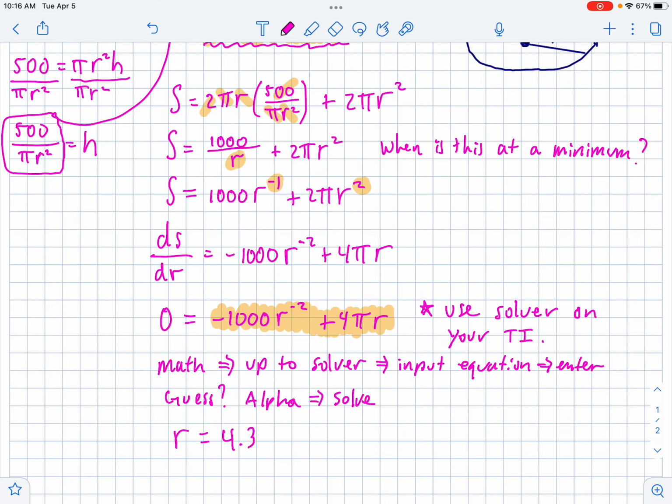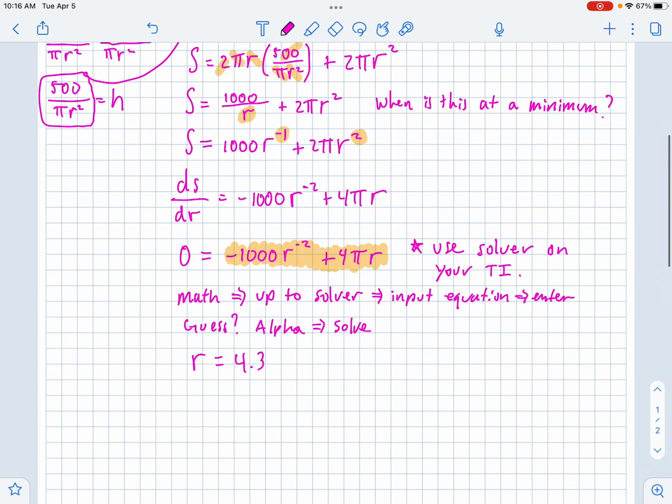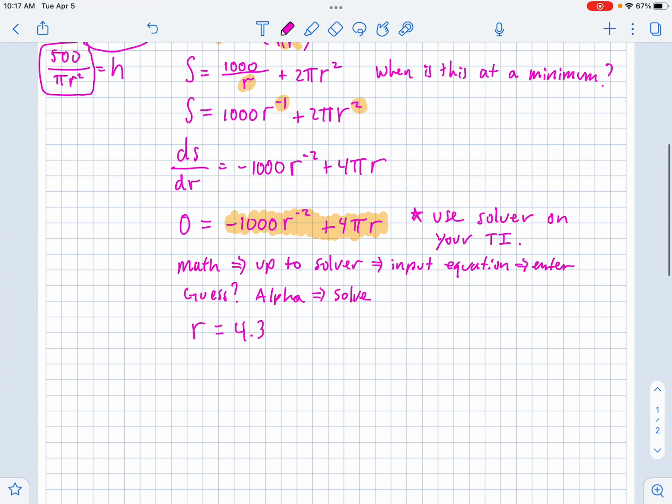Solve, which is the enter button. When you do that, you get R is equal to 4.3. Now, for some reason, your book thinks that you should check to make sure that's a minimum by putting like a 4 and a 5 into the derivative function.